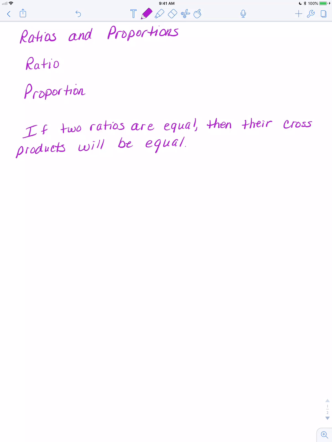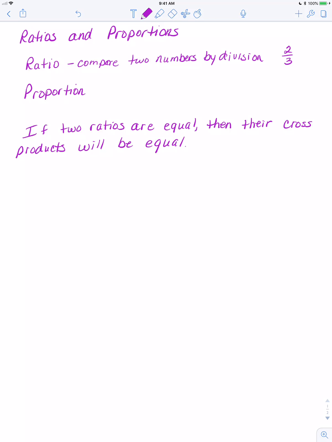Alright, today we're going to talk about ratios and proportions. And so first we're going to do a couple of definitions. So a ratio is when you compare two numbers by division. And so remember that division can also be written as a fraction.